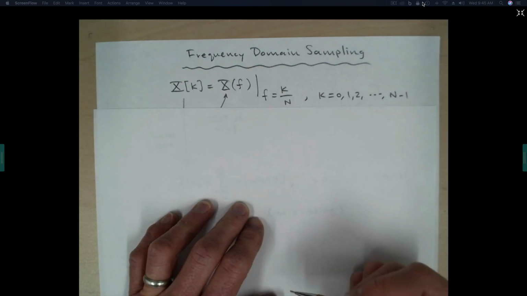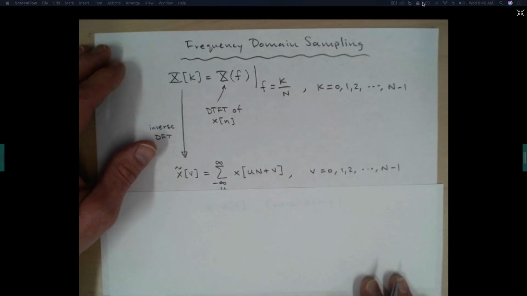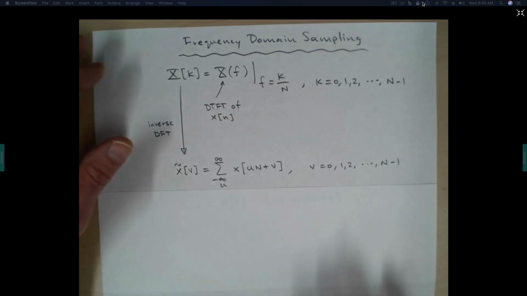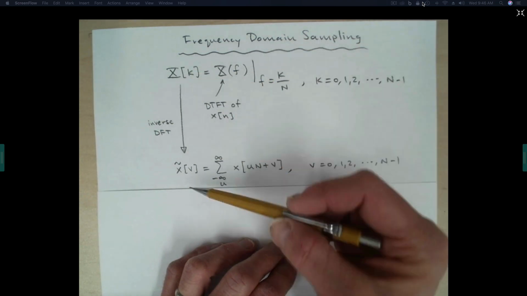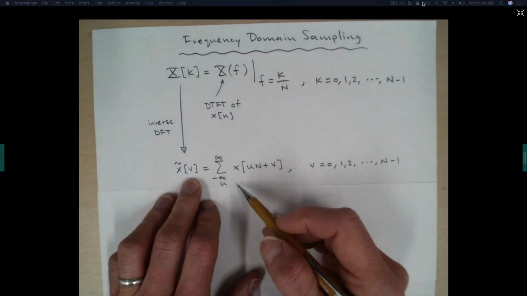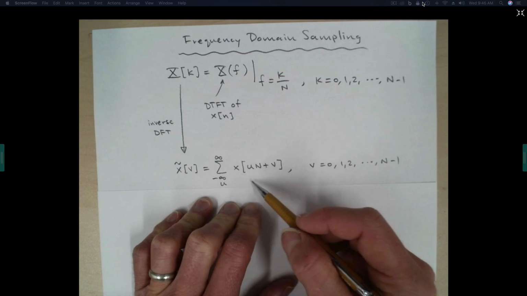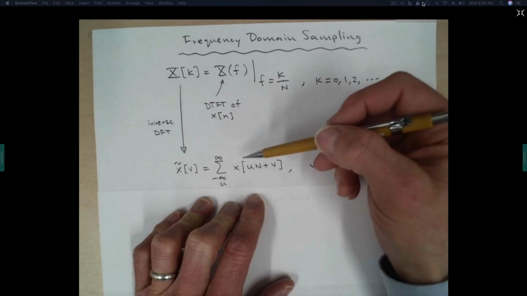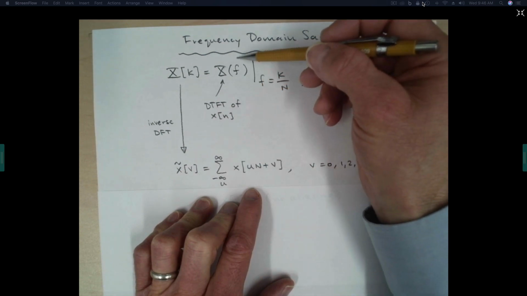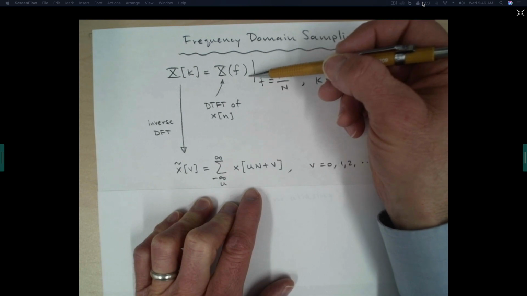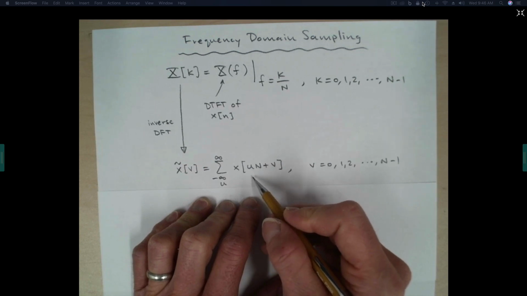So in the opposite domain, we would expect to see some kind of periodic replication occurring, and we derived this earlier. If you take the inverse DFT of the samples, we showed that the sequence that you get is equal to an aliased version of the original time domain sequence. So again, what is this x of n? This is the original sequence that has X of f as its DTFT. In this case, the aliasing that's occurring is appearing in the time domain.